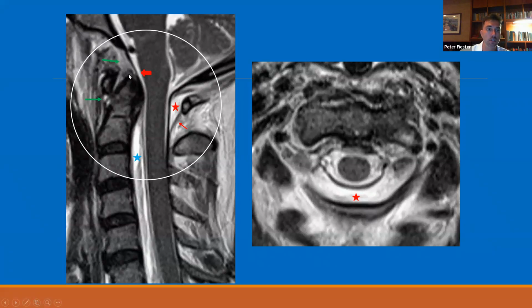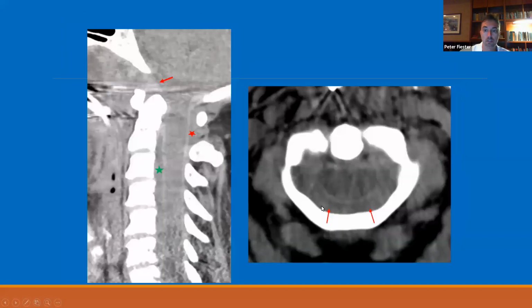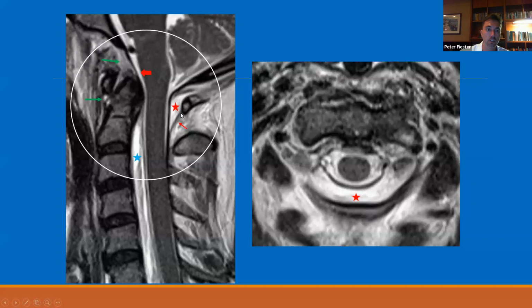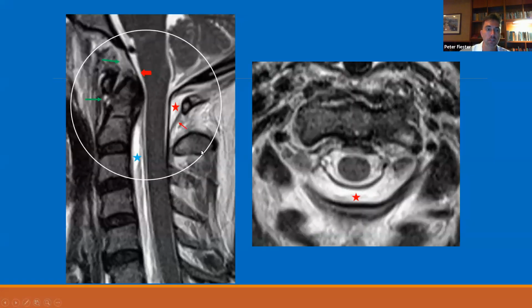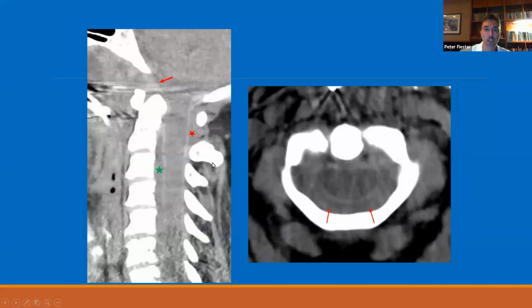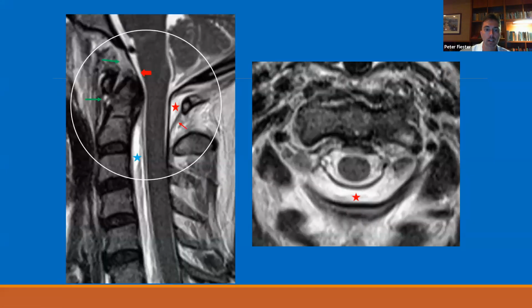And it's generally associated with other ligament tears as well. So if you see that effusion or hematoma at C1-2, you can infer that the posterior membrane complex is compromised. So again, that's just a dorsal epidural hematoma and a supradental space sign on the CT. Sometimes with these severe injuries, the soft tissue windows really help a lot.